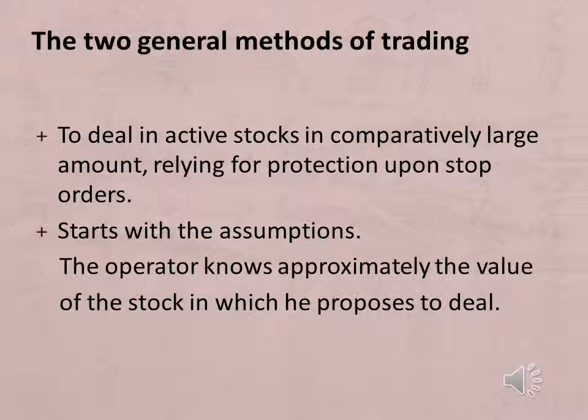There are two general methods of trading. One is to deal in active stocks in comparatively large amounts, relying for protection upon stop orders. In this method of trading, it is not necessary to know much about the values. The point of the chief importance is that the stock should be active enough to permit execution of the stop order at a point selected so as to cut losses short. This method of trading is the one generally employed by large operators. They know the value of the stock in which they propose to deal, and are therefore reasonably secure in following a decline.